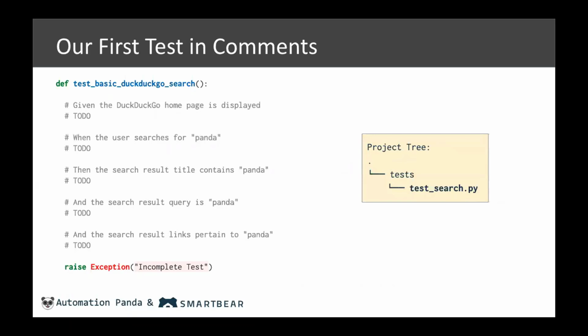Here, I've created a test basic DuckDuckGo search test function. And right now, it's nothing more than a stub. You can see I've put the test case steps in comments, and I've added to-do comments that I will fill out as we go with the test case steps implemented. If you're wondering about that exception at the bottom, that's nothing more than a placeholder to tell me that this test hasn't been written yet, because I don't want to have false positives. Always, always, always write your test steps first, and I highly recommend you use that as the starting point for your automation with comments.